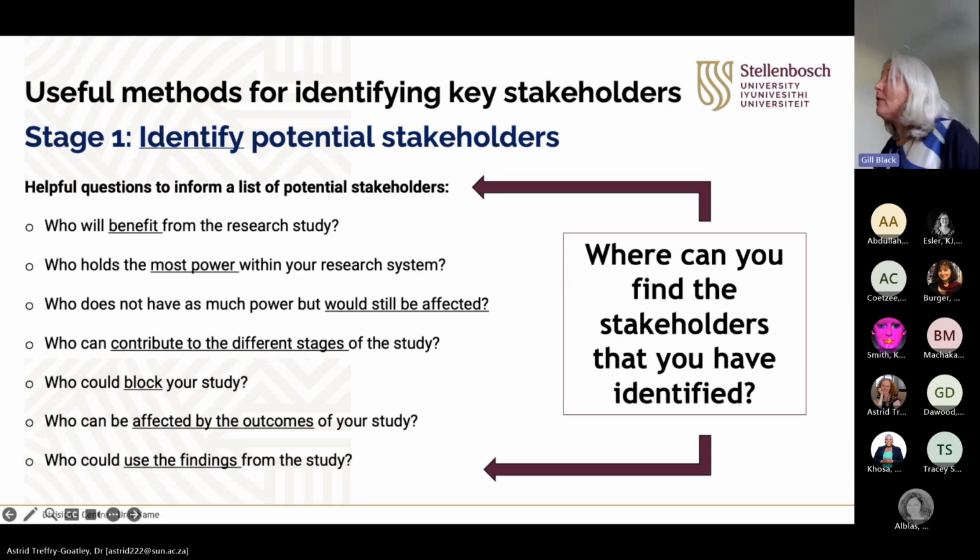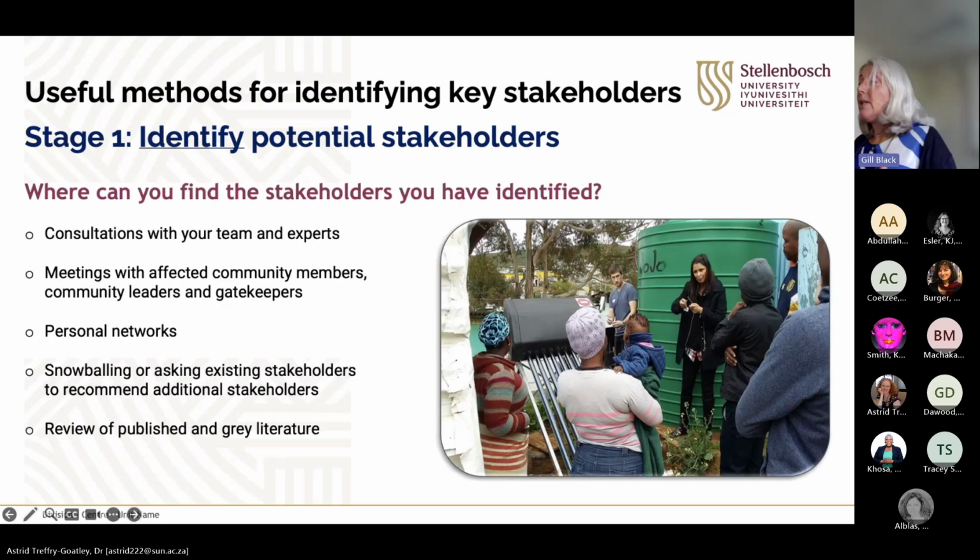So along with identifying the stakeholders that you need for your research, you also have to determine where you're going to find them from. And this can be more obvious, obviously, for some stakeholders than it is for others. And ways of identifying stakeholders are, well, you can quite simply consult with your own team or experts in the field. You can meet with community members, gatekeepers, engage your personal networks, use a snowballing approach, ask existing stakeholders to recommend additional stakeholders, and also do a review of published and grey literature.